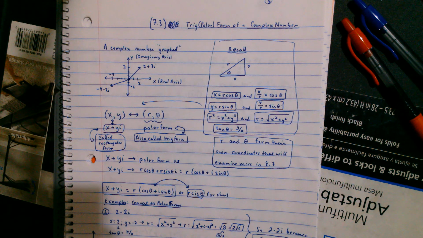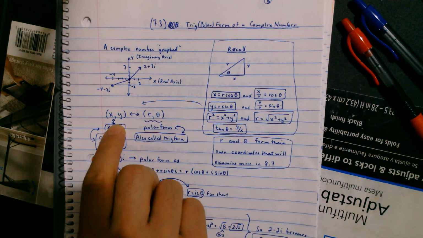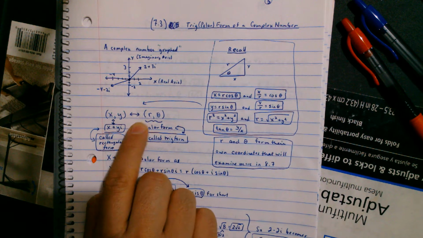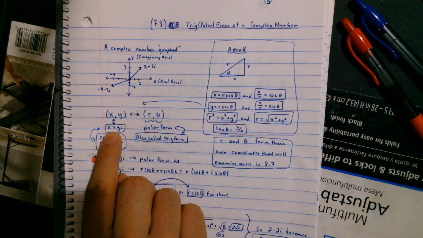Okay, here's 7.3. Let's call it the polar form of a complex number. So we just talked briefly about polar coordinates, about r and theta. Now, we went from x and y to r and theta a little while ago, in the section before this. Except now we're going to call it x plus yi.